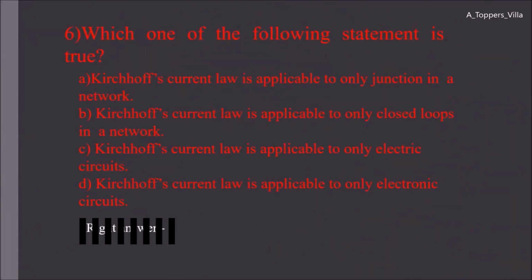Which one of the following is true? Kirchhoff's current law is applicable to only junction in the network. Kirchhoff's current law is applicable to only closed loop. Kirchhoff's current law is applicable to only electric circuits. Kirchhoff's current law is applicable to only electronic circuit.